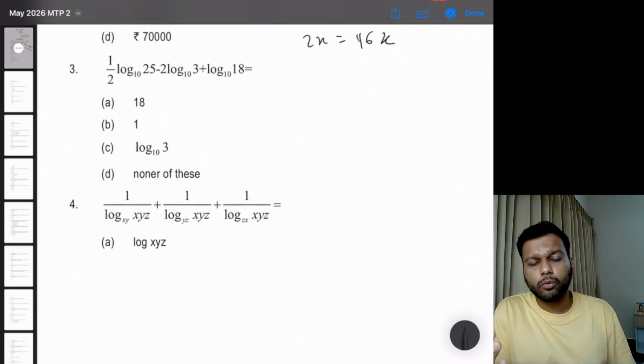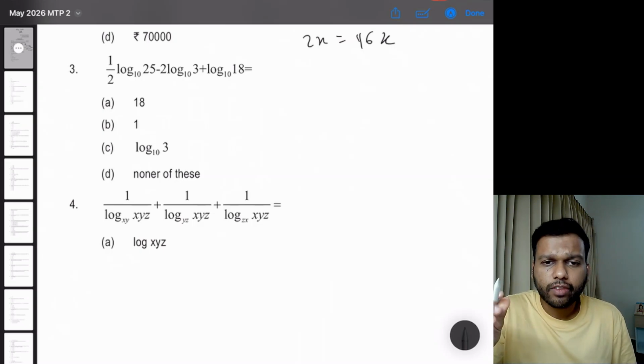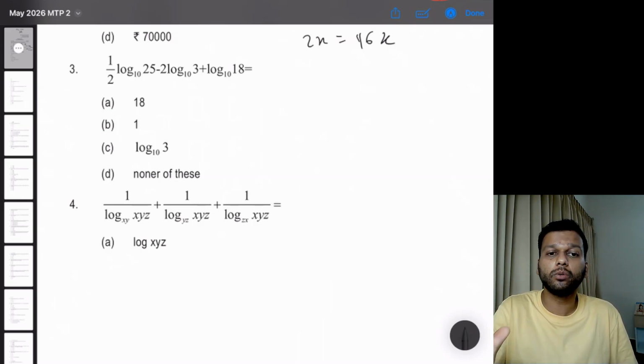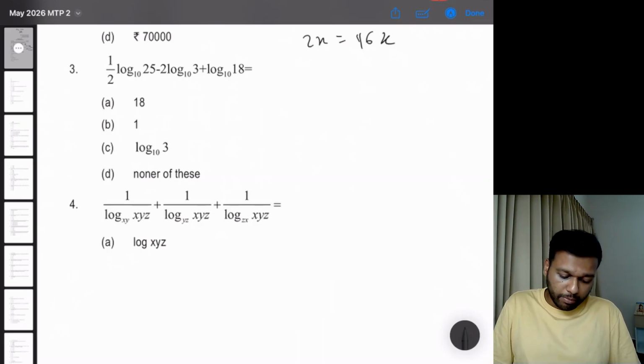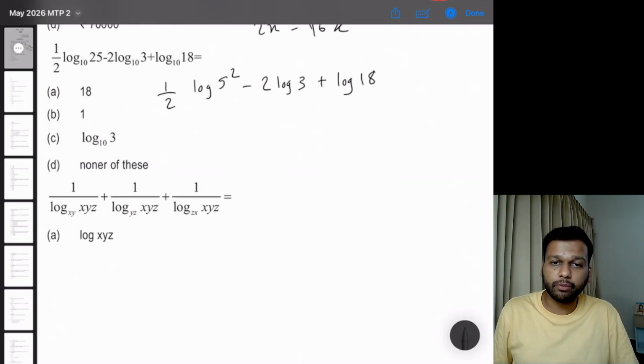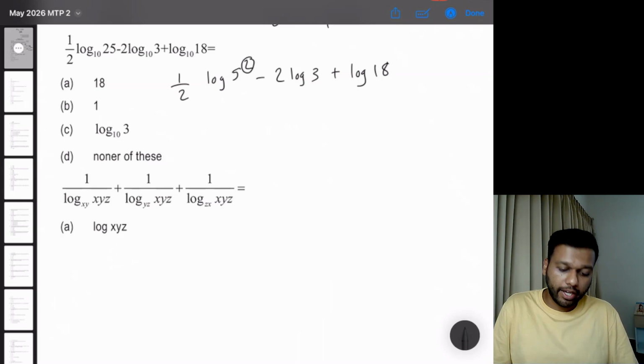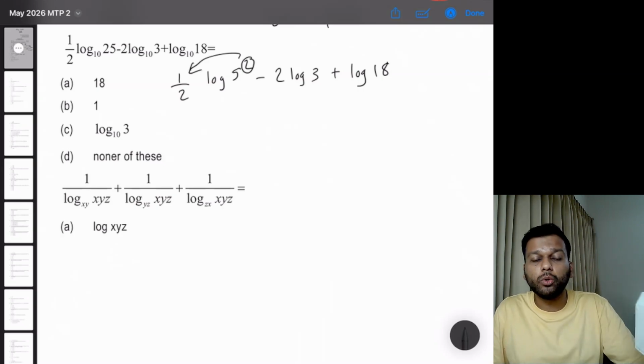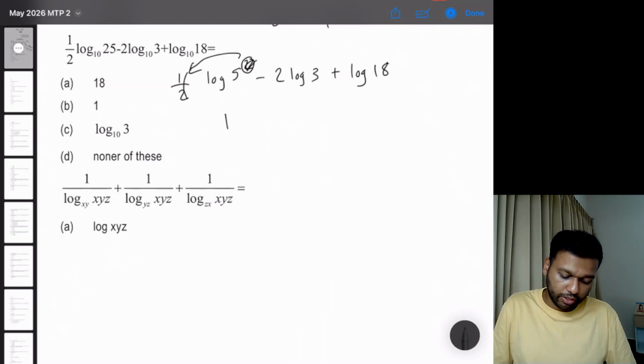So 1/2 log 25 to base 10 and something. So if you observe, everywhere base is 10. So we don't need to change the base. So let's simplify that first. Half into log of 25 can be written as 5 square minus 2 into log of 3 plus log of 18. Can I write log of 18 as, for now let's keep it as it is. Fine. So this 2 I can take it outside, so that it will be 2 into 1/2, so 1, so it will be cancelled. So we have log 5 minus, I can take this 2 here, so it will become log of 3 raised to 2, which is 9, plus log of 18.